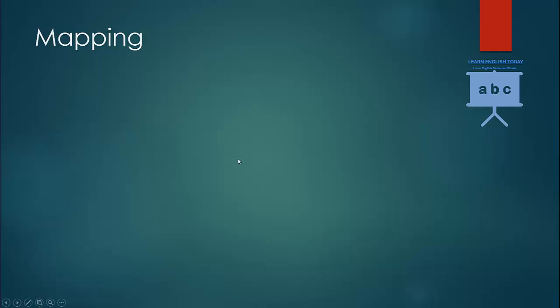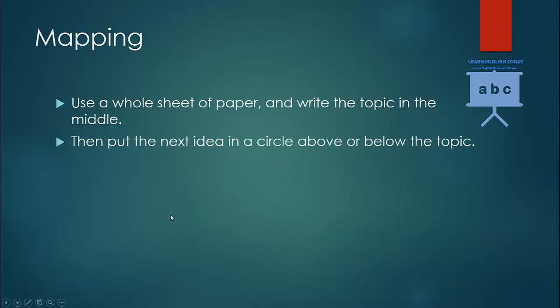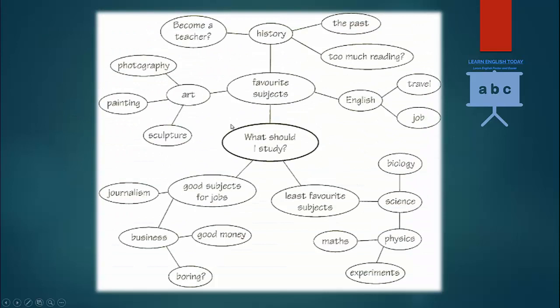Next one is mapping. Mapping means use a whole sheet of paper and write the topic in the middle. Then put the next ideas in a circle above or below the topic, and connect them with lines. Look at this example. Here we have the title in the middle of the paper, and next, ideas related to the topic. Here, for example, we have: what should I study, good subjects for jobs, list favorite subjects, history, and those ideas that are related to this topic.